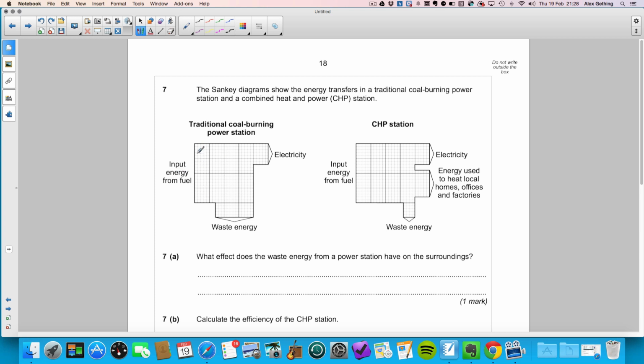So again, I'm already thinking we're going to need our ruler here, we can just count the little squares to actually work out the values there before I even look at the question. Okay, 7 part A, what effect does the waste energy from a power station have on the surroundings? So this waste energy there, all there, what effect does that have on its surroundings? And the answer is quite simply, it's going to warm it up. Okay, that lost energy will just warm things up.